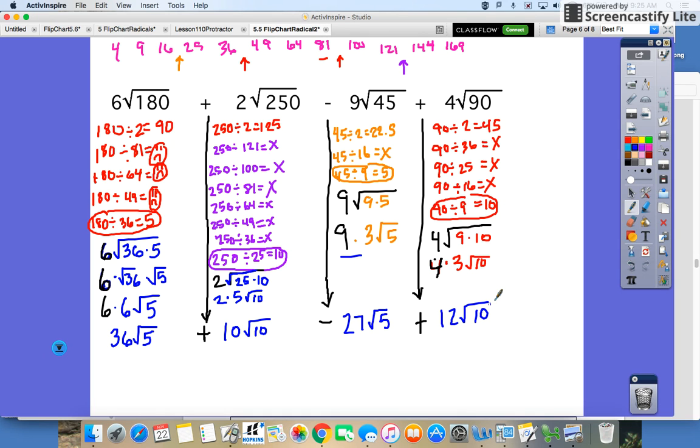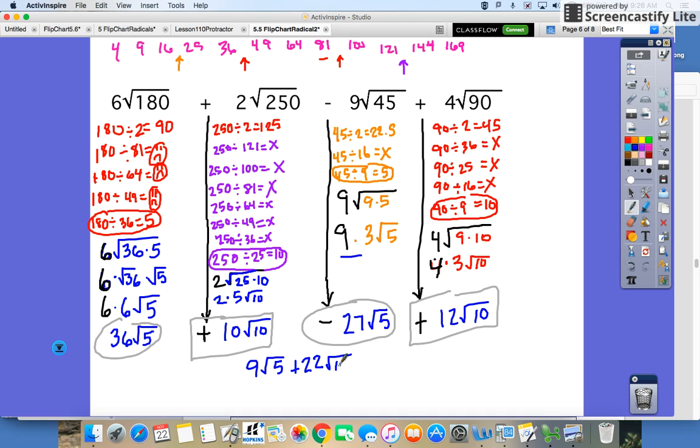Now, it seems like we're done, but we actually have one last step. We're going to combine like terms. So we have a root 5 right here, and we have another root 5, but I need to include that sign. Then I have a root 10 and another root 10. Again, make sure you include all the signs. So what we end up with is 36 root 5s minus 27 root 5s is 9 root 5. And then 10 root 10s and 12 root 10s makes 22 root 10s. This is our final answer.